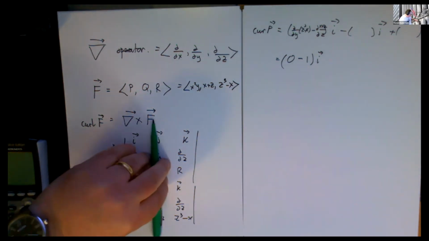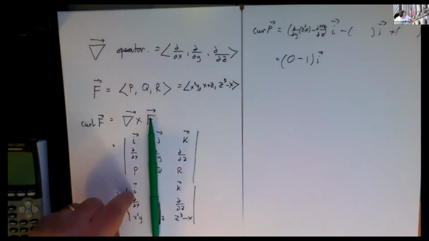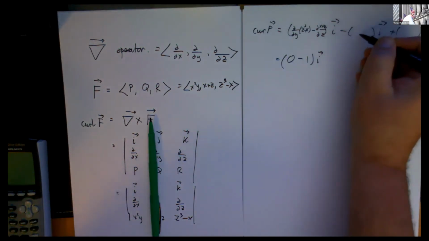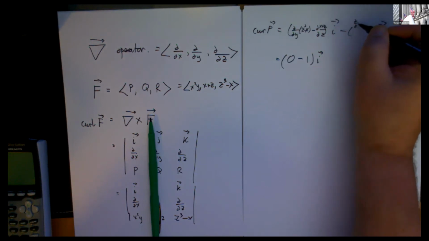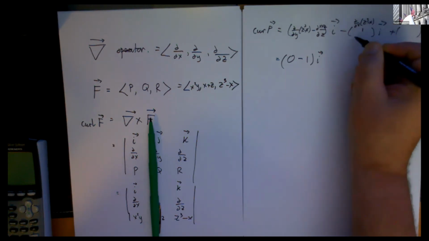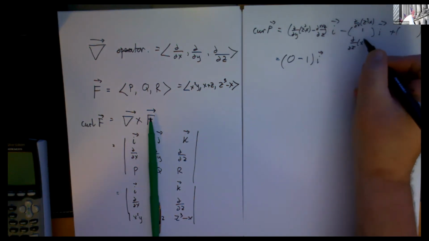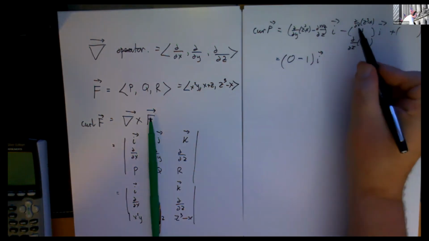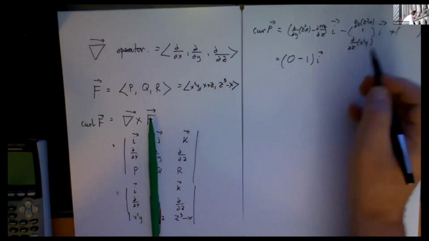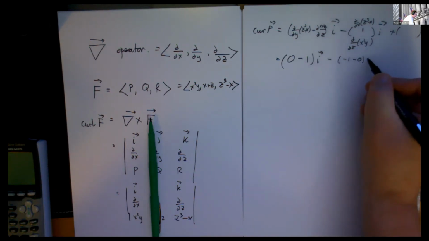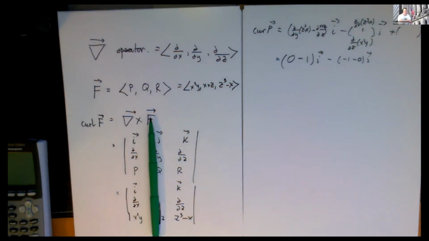If I wanted to get the middle one, it's going to be this take away that. It's the partial derivative with respect to x of z cubed minus x, subtract the partial derivative with respect to z of x squared y. If you do the first one, z cubed minus x with respect to x, you get -1. And if you do the second one, you get 0. Oh dear, I better not get a number for the third one.